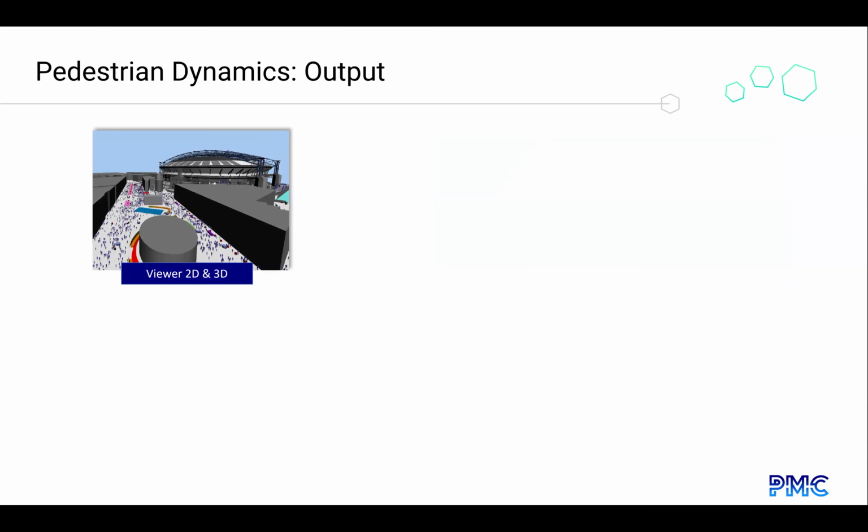First, we have a 2D and 3D visual. This is a 3D screenshot.